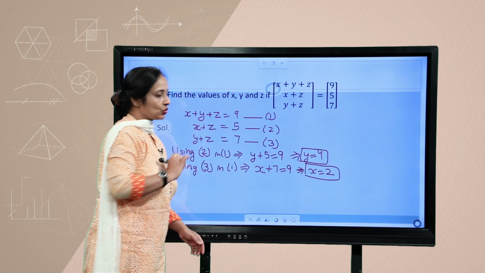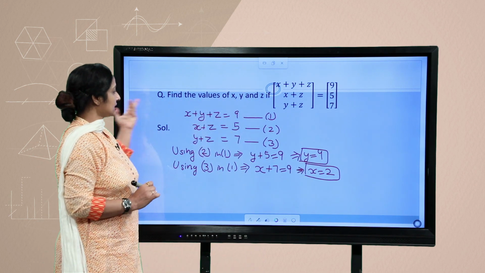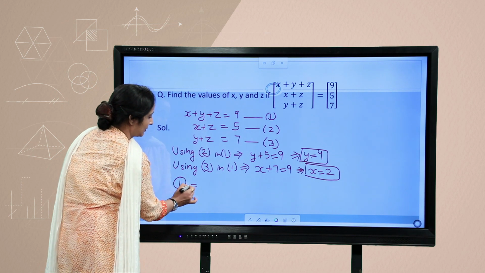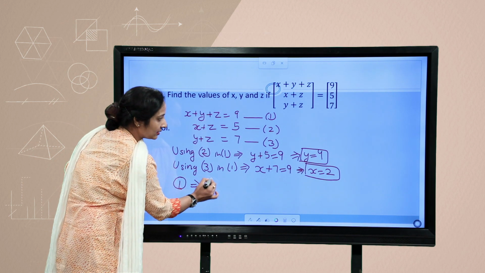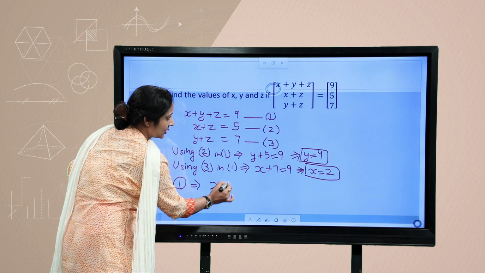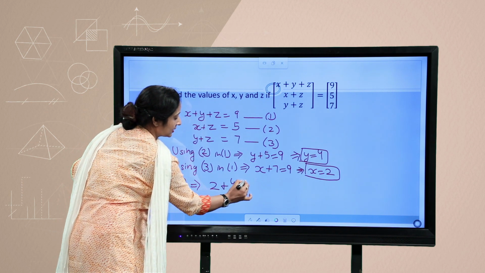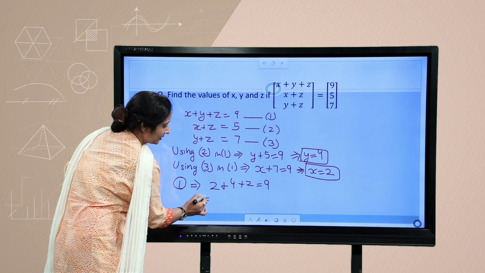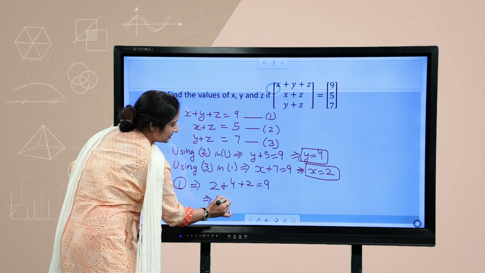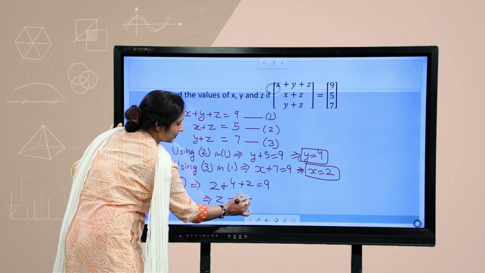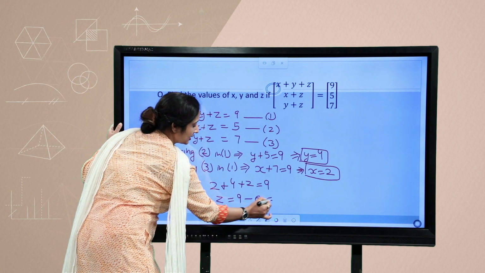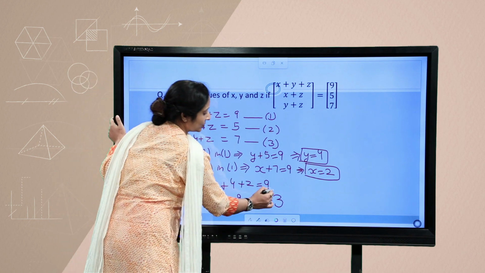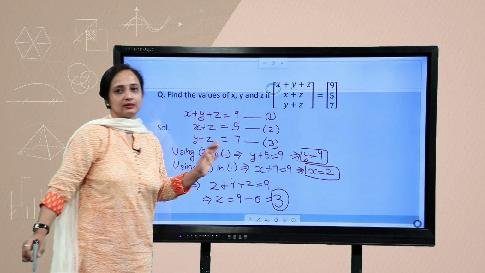So you have got 2 values out of 3. Substitute anywhere. Let's take 1 only. So x is 2, y is 4 and z is to be calculated. This gives us z is equal to 9 minus 6, which is 3. So you have got all 3 values of x, y and z.